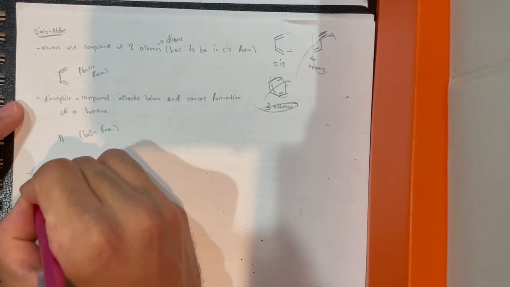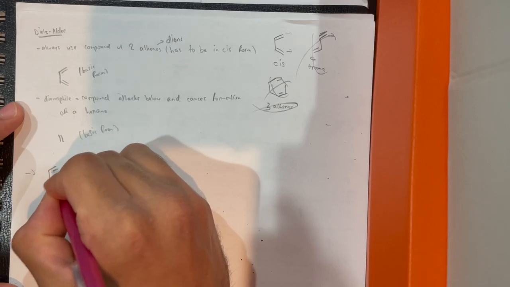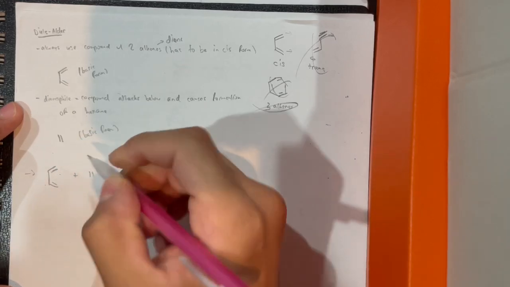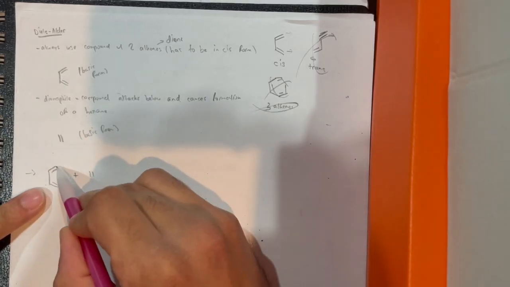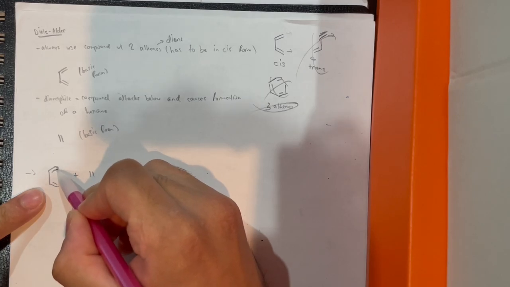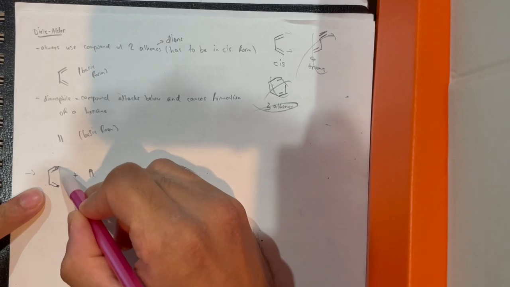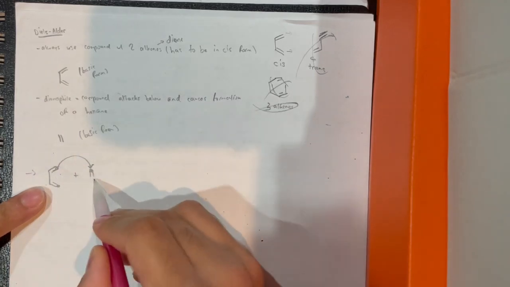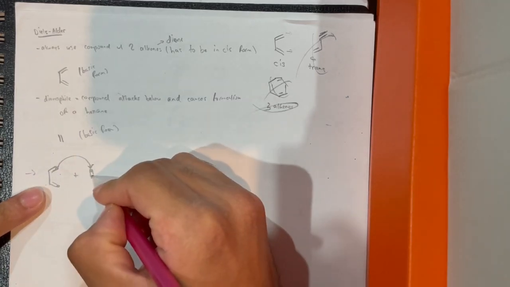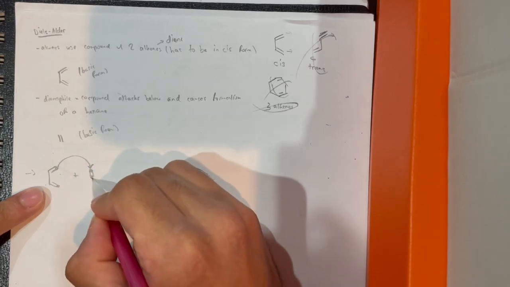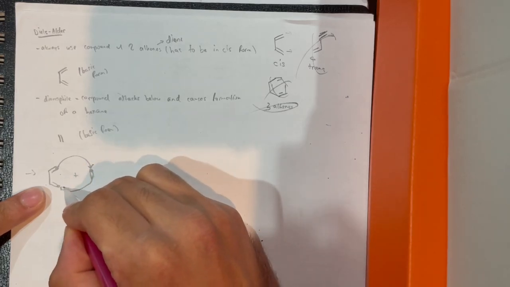So whenever you do this, if it makes sense to you guys, hopefully, whenever you're adding this, the way that your arrows are essentially attacking each other is the top carbon is going to attack the top carbon of the diene. So the top carbon of the diene attacks the top carbon of the dienophile. Then you kind of move in a cyclic motion. The bottom carbon of the dienophile attacks the bottom carbon of the diene.